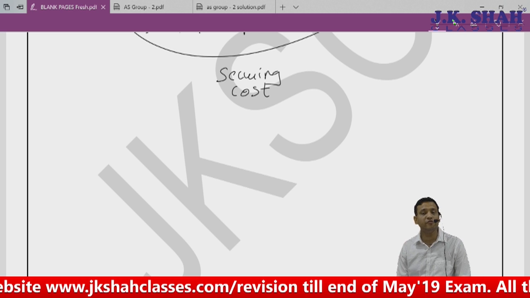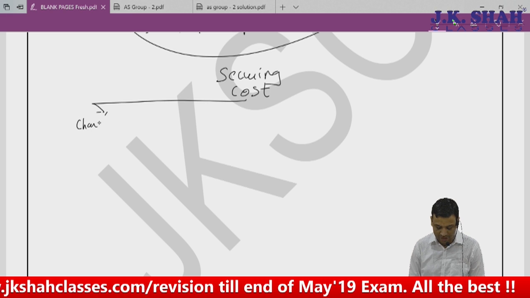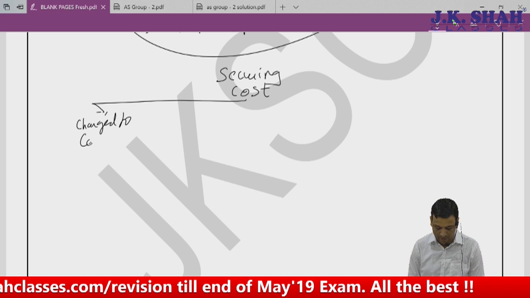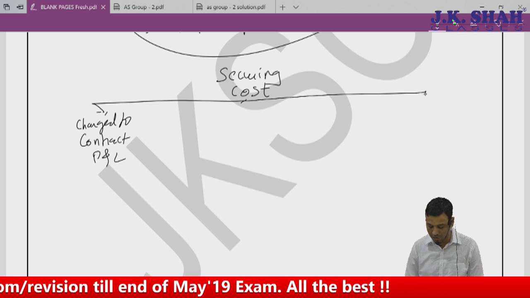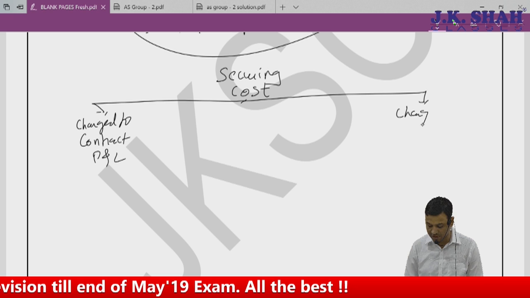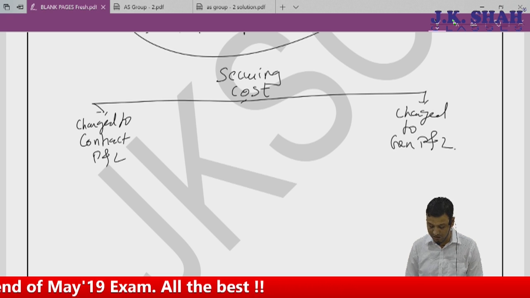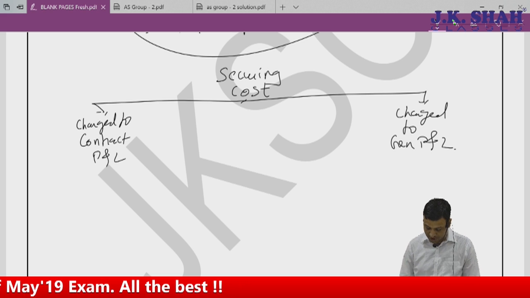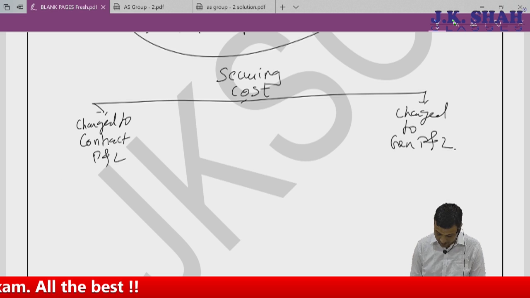Now what is to be done for this securing cost? Securing cost is charged to contract profit and loss account, or it is to be charged to general profit and loss account. Now when to charge it to contract profit and loss account and when to charge it to general P&L account?